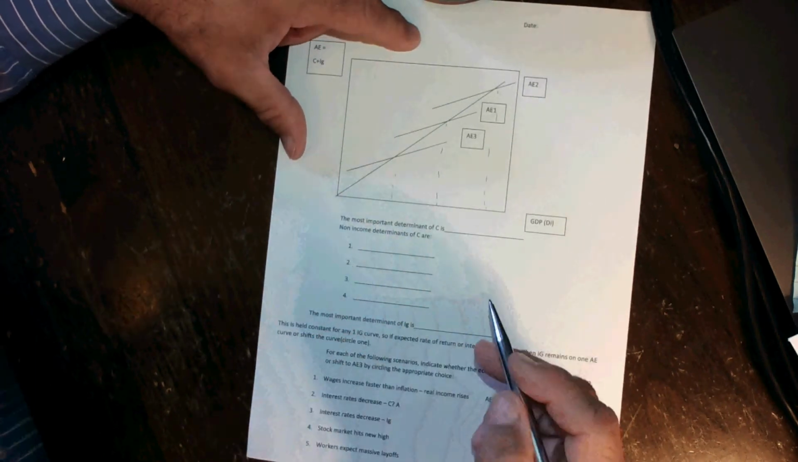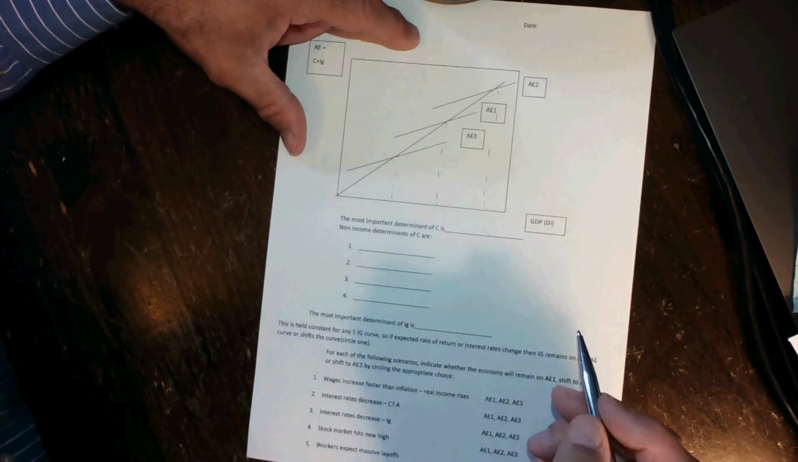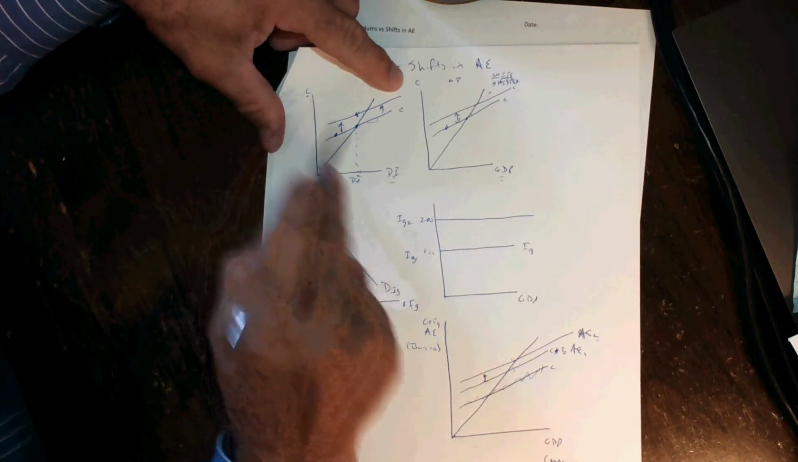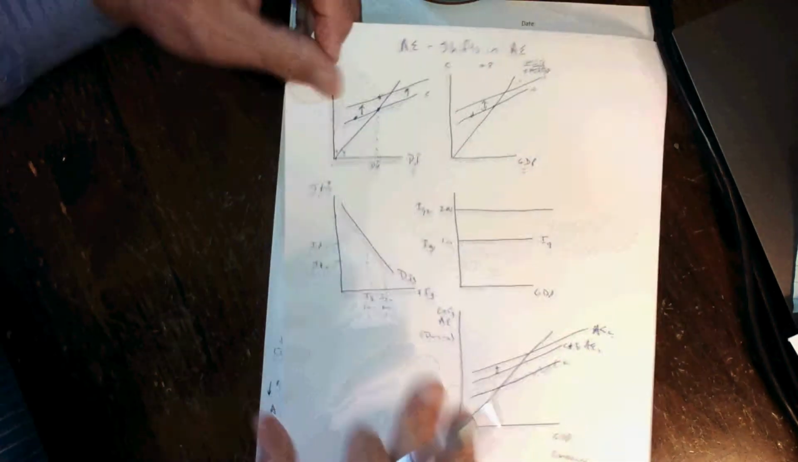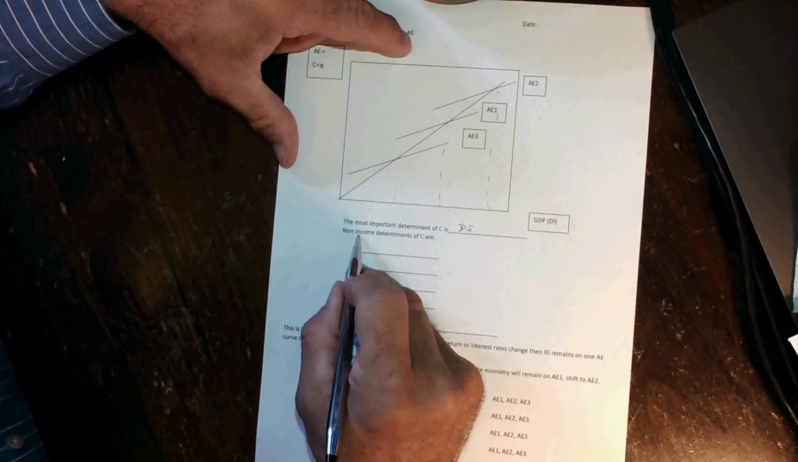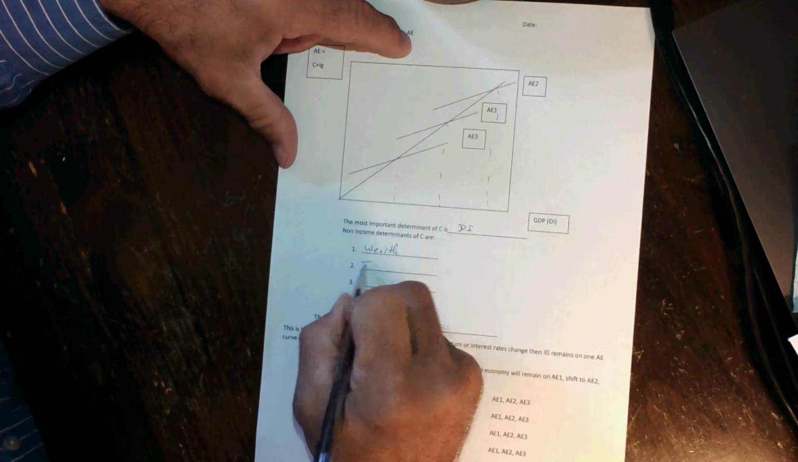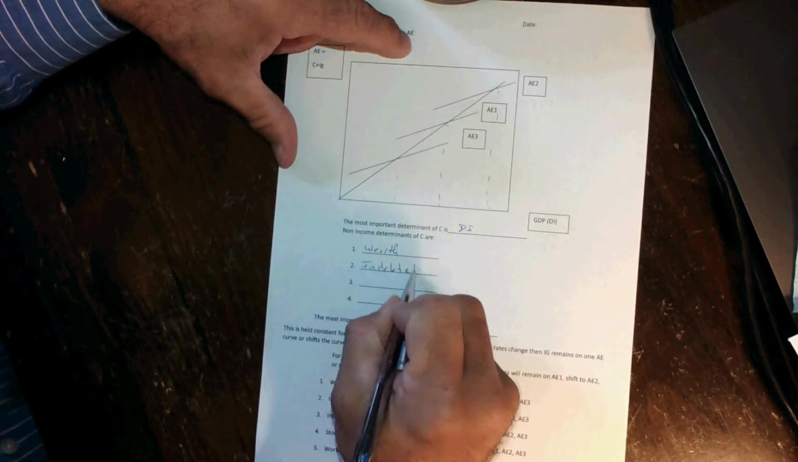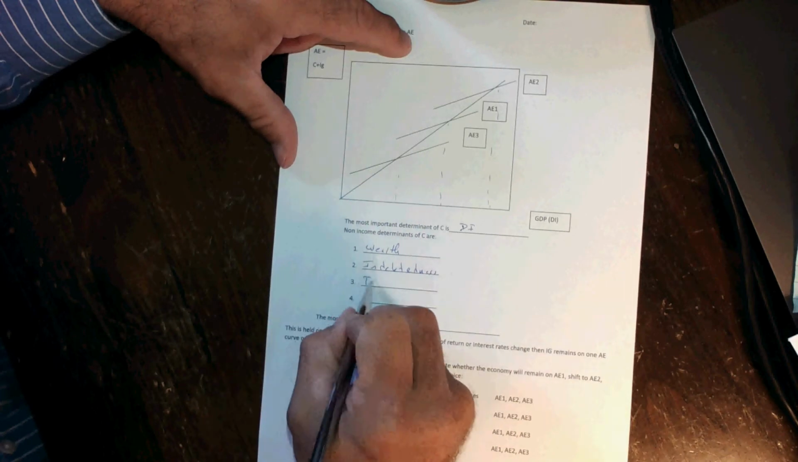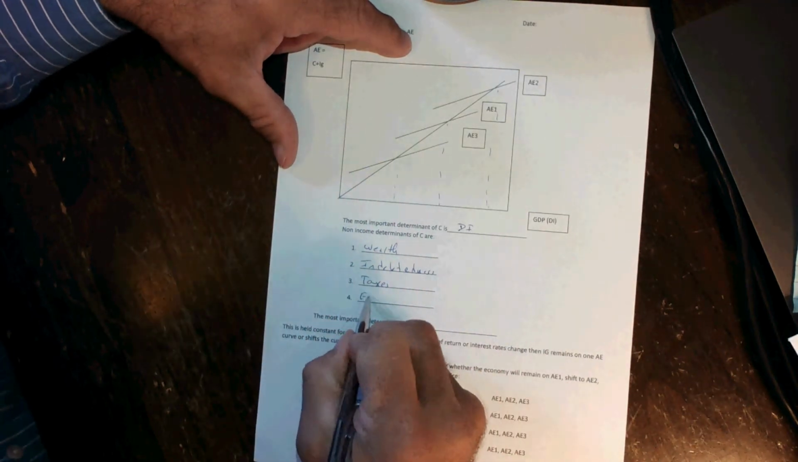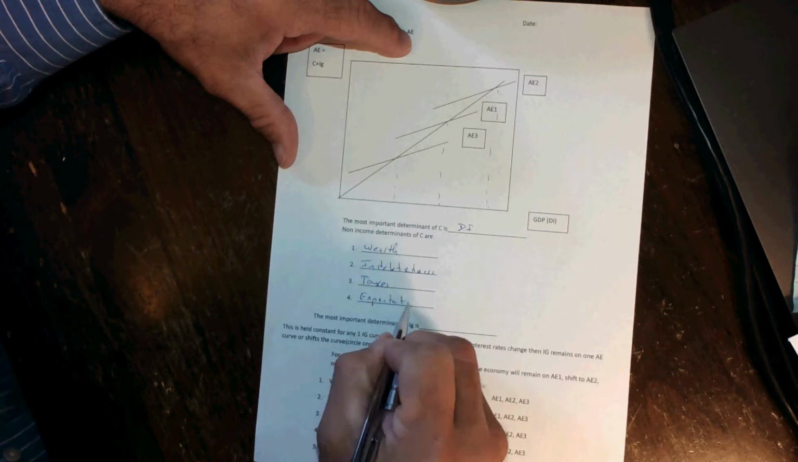Hopefully you've had a chance to print this and look it over, and this will be your answer key. The most important determinant of consumption is disposable income. Consumption and disposable income have a positive relationship. Non-income determinants of consumption are wealth, indebtedness, taxes, and expectations about the future.